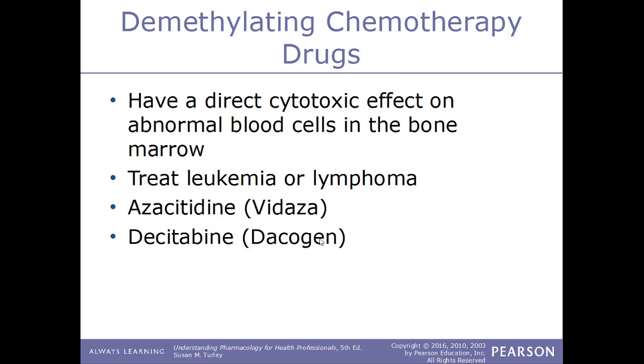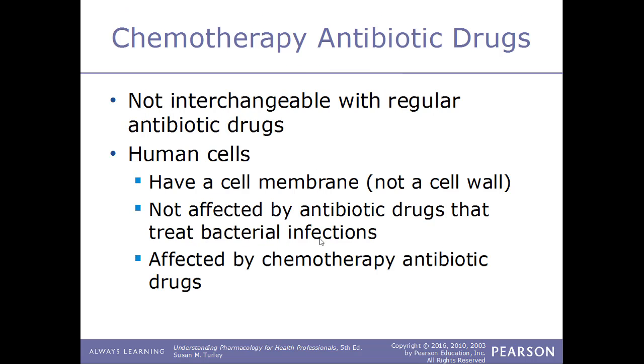These also have a direct cytotoxic effect on abnormal blood cells in the bone marrow, so they are used to treat leukemia and lymphomas. Some examples of demethylating chemodrugs would include azacitidine, known by its trade name Vidaza, and decitabine, also known by its trade name Dacogen. Another kind of chemotherapy drugs are the chemotherapy antibiotic drugs.